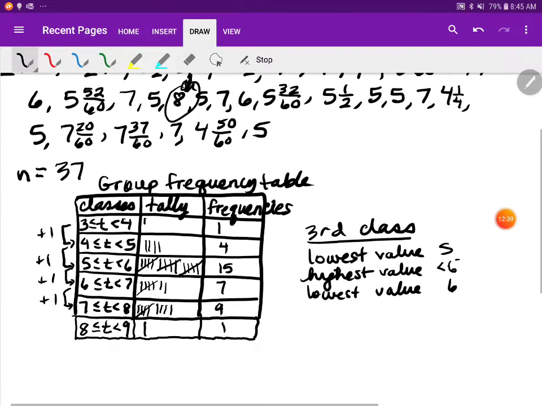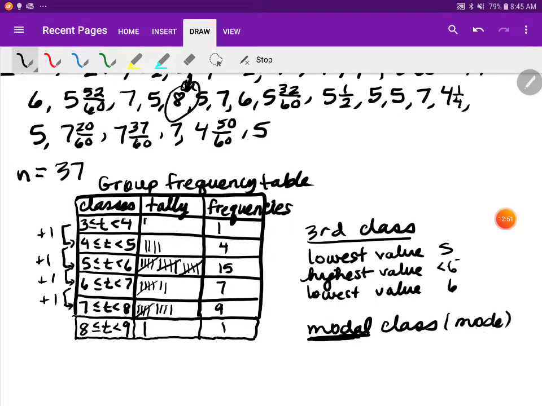Okay, there's a term. I don't know if we ask you this in the homework, but it's called modal class. Okay, and modal reminds you of what word? Word mode. So what would mode be? And which is the modal class? Let's look at the list. So I would say the modal class is this one, which is the third one.